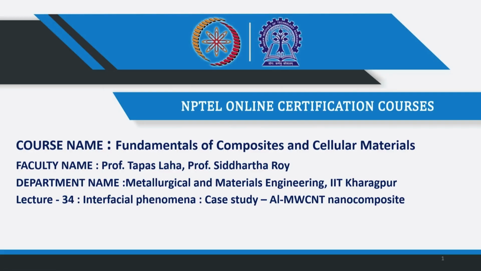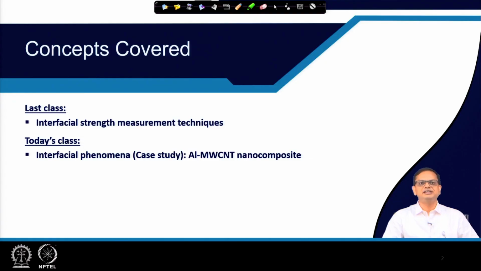In the last class, we discussed interfacial shear strength measurement. How do we measure interfacial strength in composite materials, that we discussed in detail. And then we started talking about a case study where the composite material is an Al-MWCNT nanocomposite. That means the matrix is aluminum and CNT is the reinforcement, and our aim is to understand the interfacial phenomena in such composite materials.